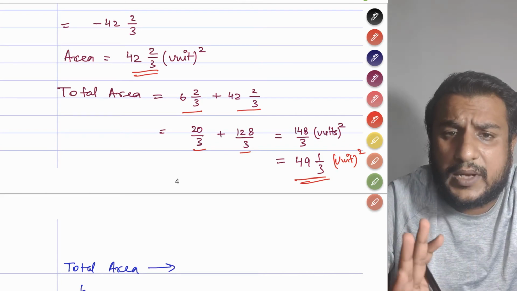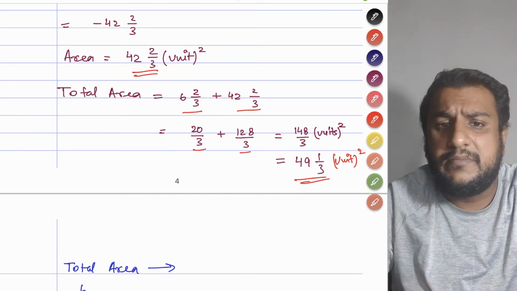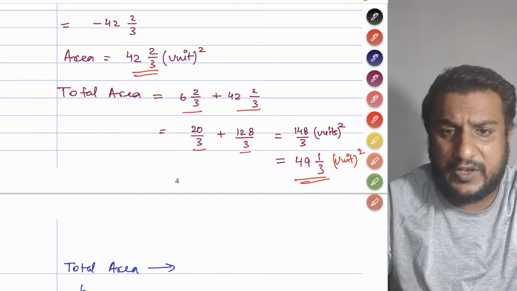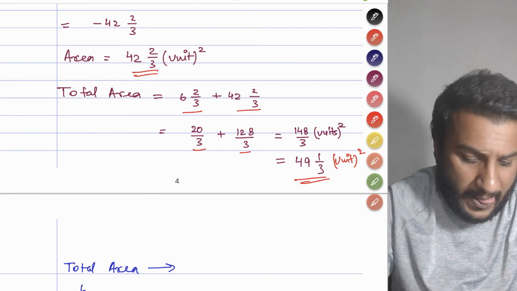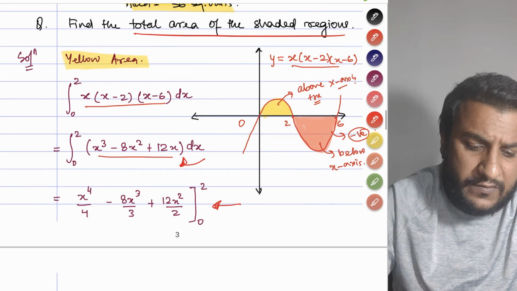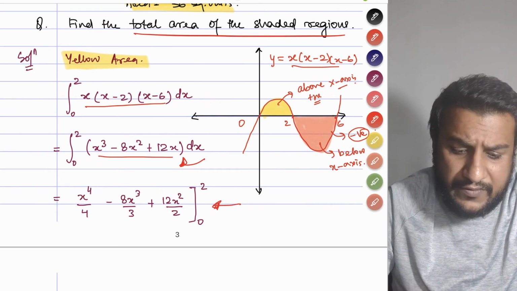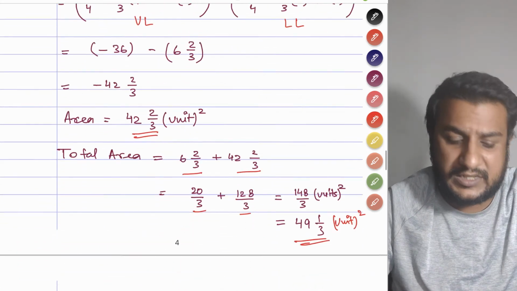There is no problem writing your answer in decimal, but whenever we write answers in decimal, make sure you write in 3 significant figures unless it's specified. Okay, now there must be a question, sir, why we have not integrated this from 2 to 6 directly? Why did we do 0 to 2 and 2 to 6?